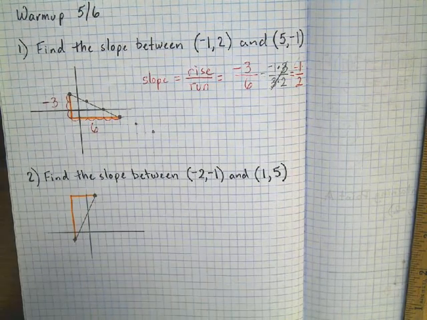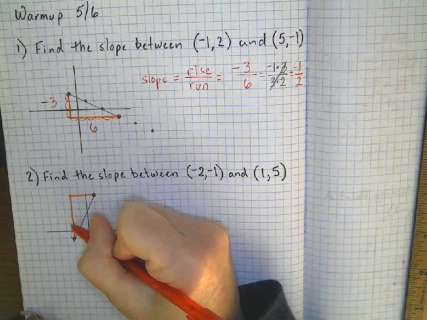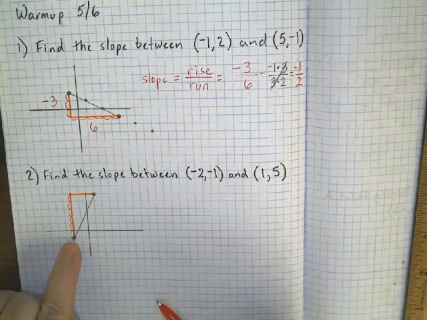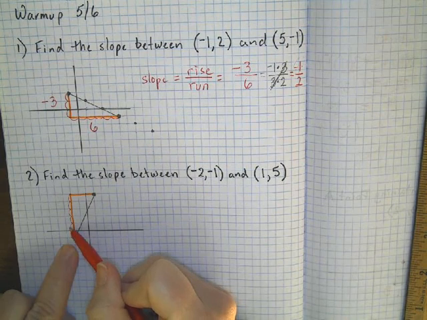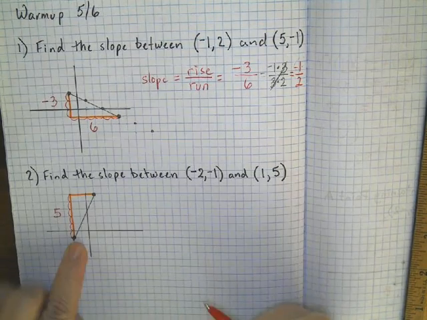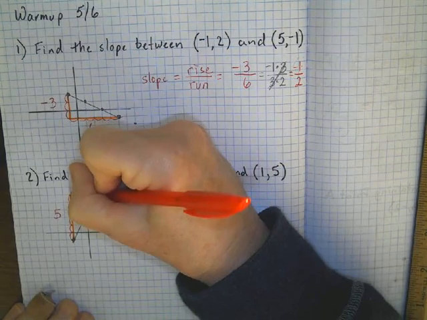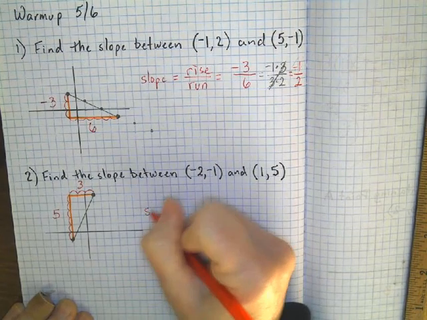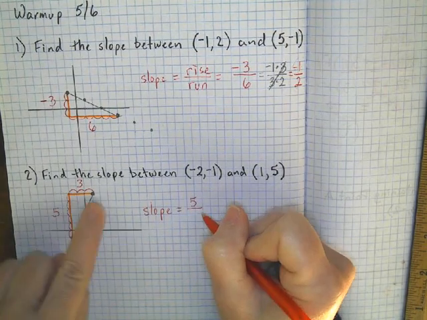So how many spaces did I go up? ¿Cuántos espacios arriba? 1, 2, 3, 4, 5, 6. Okay, so make sure you start at the point. Okay, a el punto. Entonces, 1 espacio, 2, 3, 4, 5, 6. 5 spaces up. I'm going up, so it's positive. And then to the right. How many to the right? 1, 2, 3. 3 to the right. So my slope is rise over run.